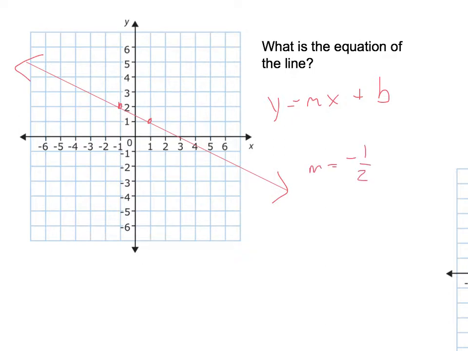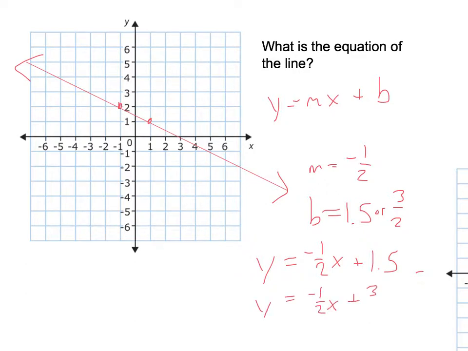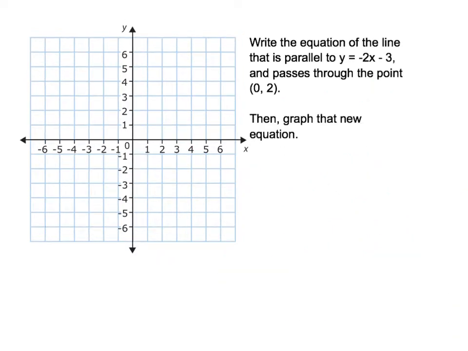And then what's the y-intercept? Well, it's hitting the y-axis right there between 1 and 2, so I would call it 1.5, or 3 over 2. Of course, we don't really like to say 1.5, so we could say 3 over 2 instead. So you could write it a couple ways. Y equals negative 1/2 x plus 1.5, or y equals negative 1/2 x plus 3 over 2. Either way would work.